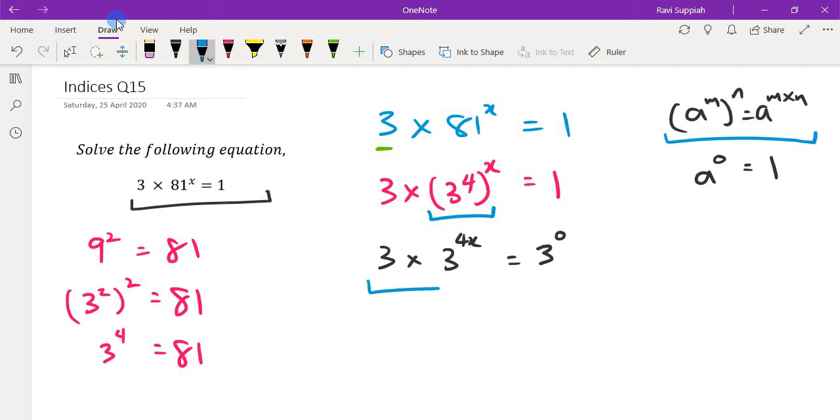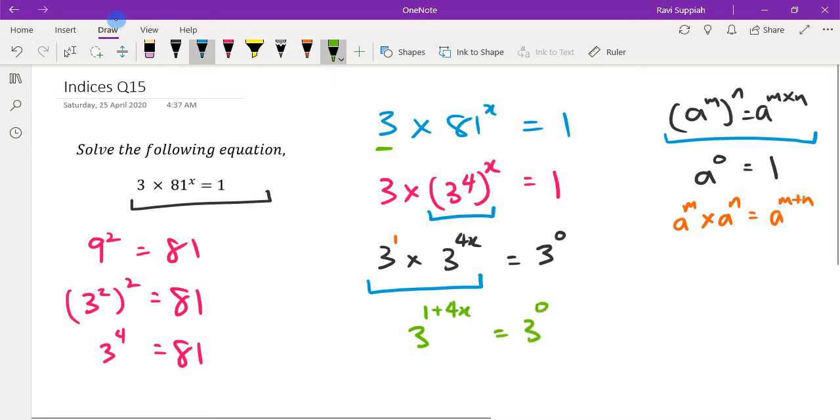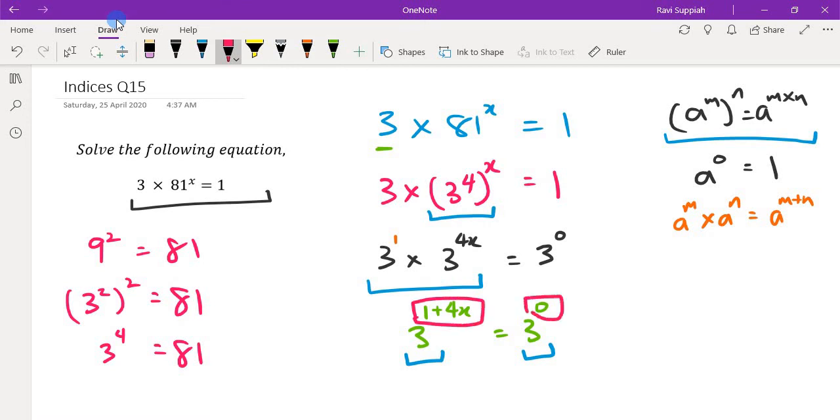Now on the left hand side, I have two terms. How do I combine them? So again, I go back to my indices rule that says a^m multiplied by a^n is equals to a^(m plus n). Correct? So here the base, which is a, is the same. So the power here is actually 1, correct? So when I want to combine them, I'll get 3 to the power of 1 plus 4x equals to 3 to the power of 0. Okay, and now what do you see? Both the bases are the same. So if both the bases are the same, it also means that both the power terms are the same.